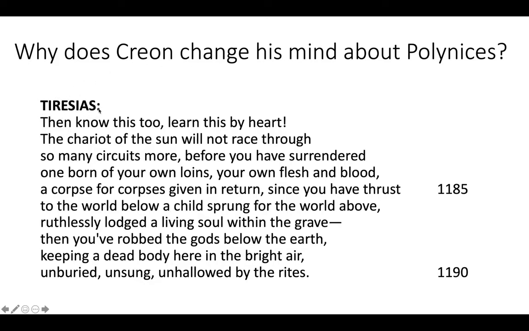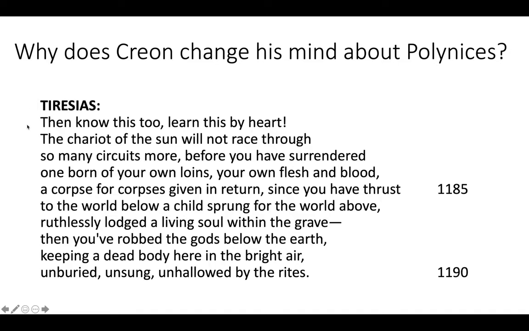So remember, Tiresias is this figure of prophecy. He's the one who told Oedipus what he didn't want to hear. He's back again to tell Creon what Creon doesn't want to hear. This is before Haman dies. Tiresias warns Creon to change, or else bad things will happen.